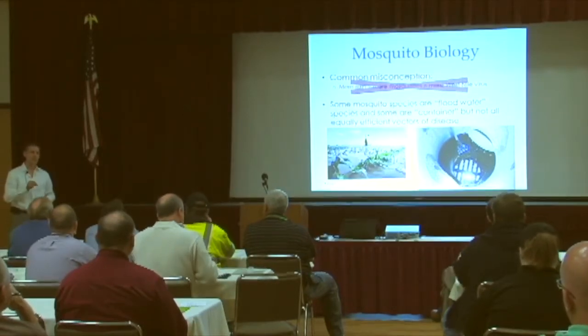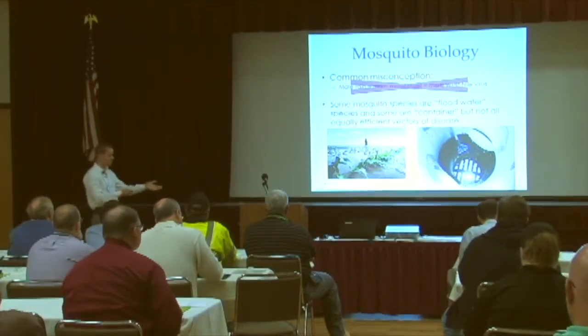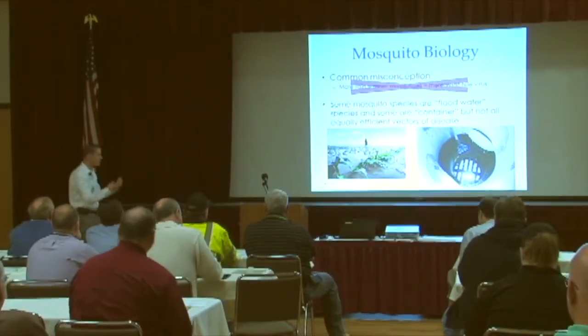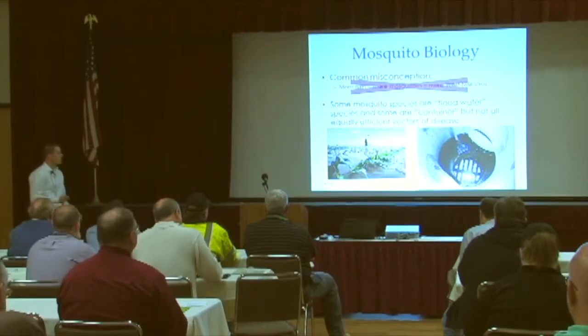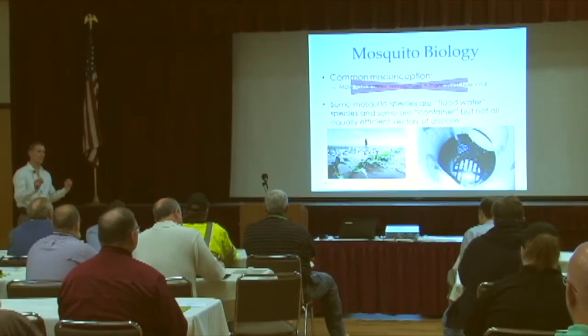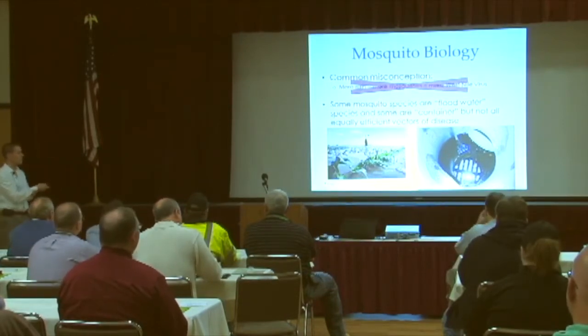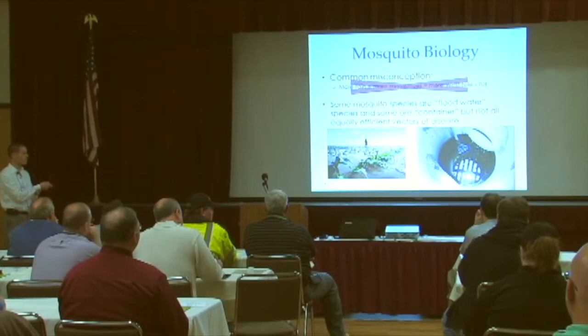The drier it is, actually, almost the better it is. Because if you have large rain events, that's going to flush those larvae out of these container habitats. So these are two general types of breeding. So then the point is, which type of mosquito is the vector or is responsible for transmitting the pathogen? So for West Nile virus, it's primarily container breeding mosquitoes.